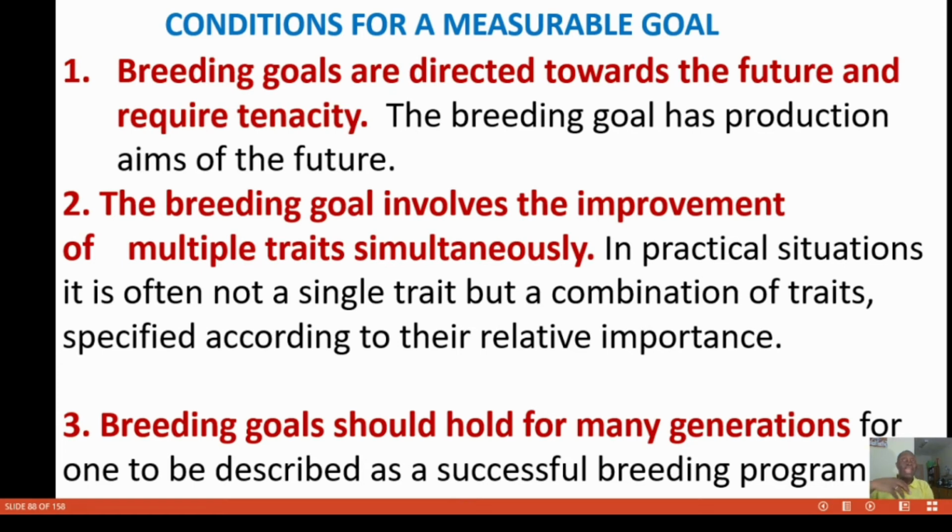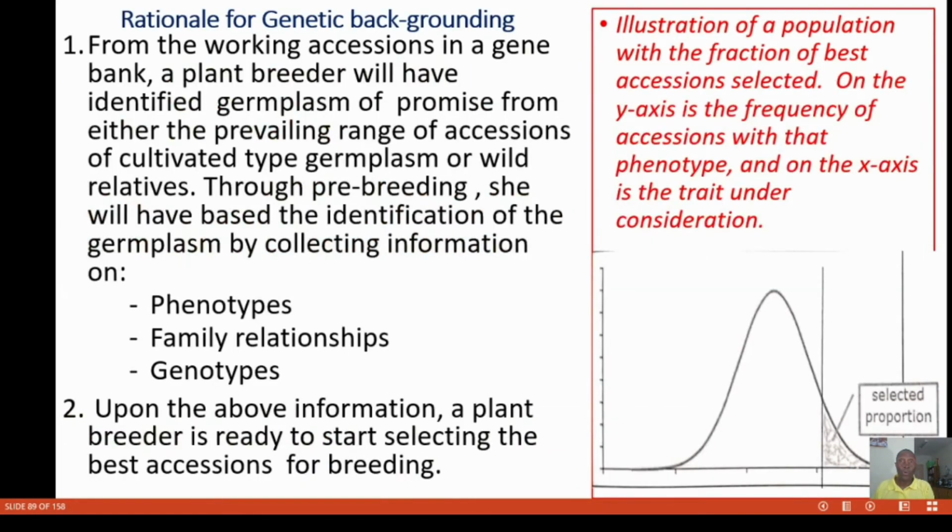If for every generation you do, you find for every 2 steps you have walked in the rate of genetic gain, in response to selection, or selection response, you walk 1 step back, then really the breeding condition for a measurable goal does not hold very well.